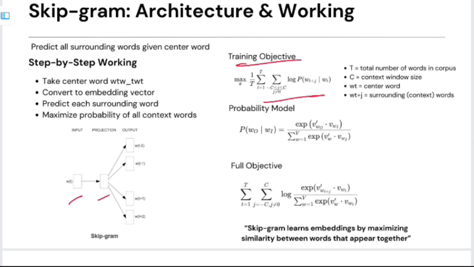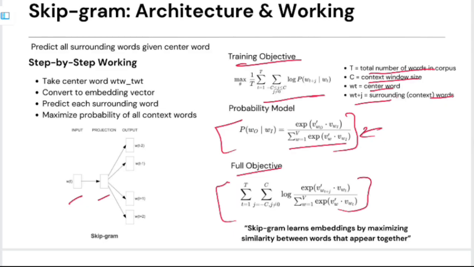Here you can see the formula, where T denotes the total number of words in the corpus, C is the context window size, w_t is the center word, and w_{t+j} are the surrounding or context words. Then the model tries to maximize the probability of all context words given the center word. For every word in the sentence, we look at its neighbors and try to make those predictions as accurate as possible. This means words that appear together frequently will have similar embeddings. So this is the probability model. Here we calculate the probability, and this is the full objective. We try to maximize this probability so as to predict the context words.